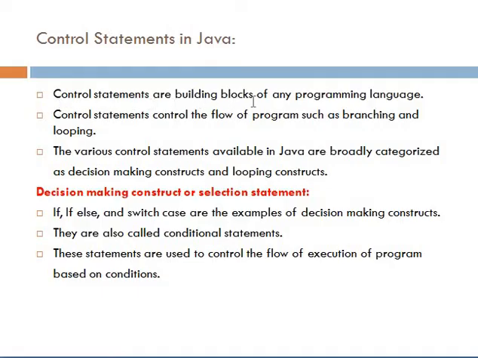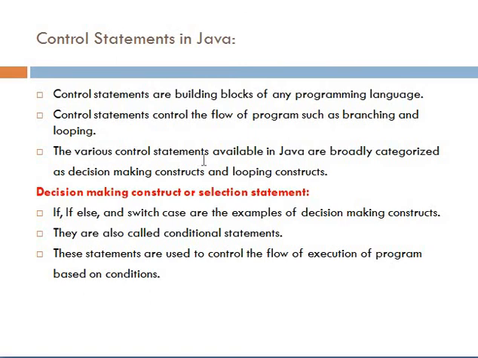Control statements are the building blocks of any programming language. Control statements control the flow of program such as branching and looping. Branching means jumping from one part of the program to another part of the program based on certain conditions. And looping means executing a set of statements within a program repeatedly based on certain conditions.